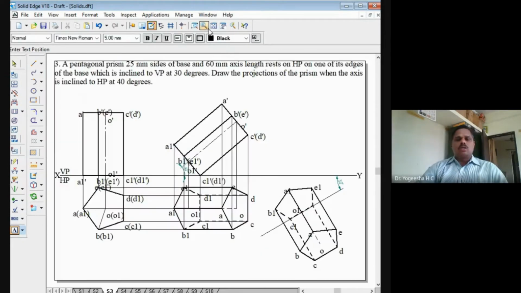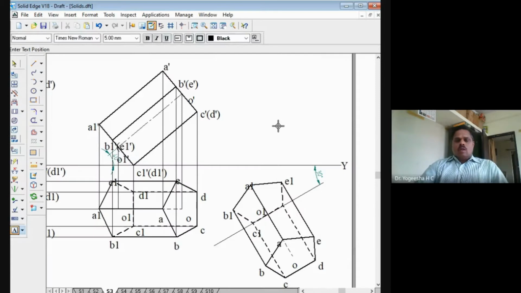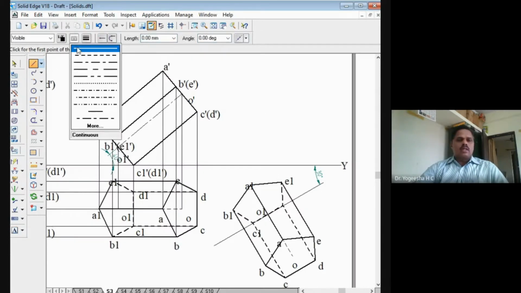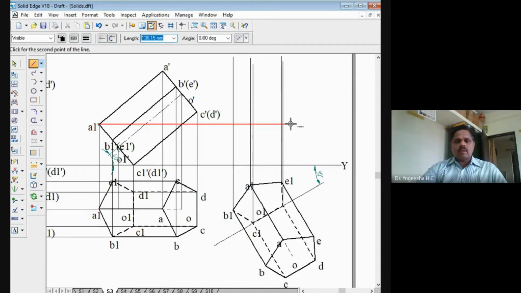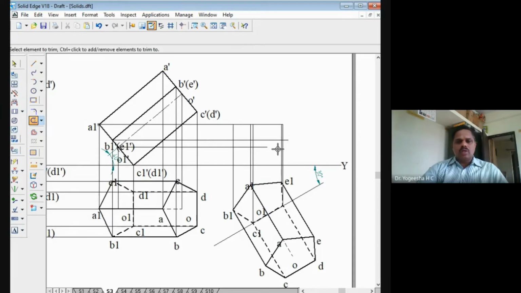Now we have to draw the projectors upwards. I will take the line tool, continuous line only. Thin line I will choose. I will draw the projector from A1 upwards like this. Then B1, then C1, then D1. Then from A1 dash, then B1 dash, then C1 dash. Then from O1 dash also I have to draw the horizontal line. Somewhere here I'll draw. I'll trim off those extra lines here.